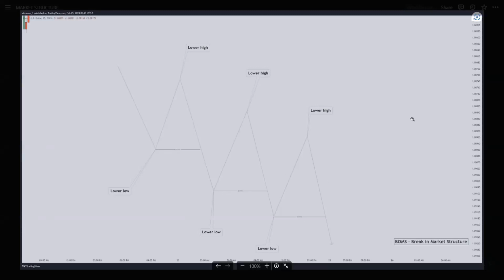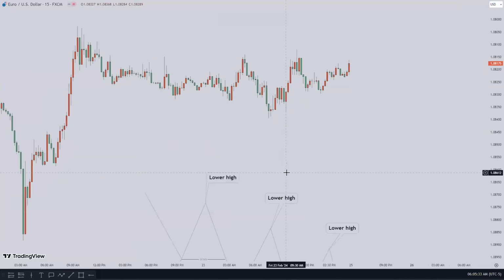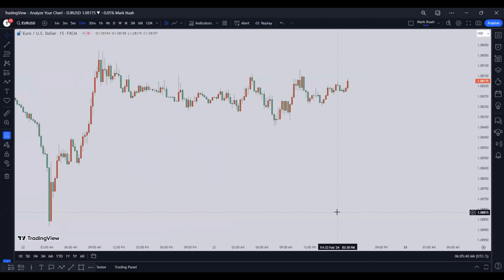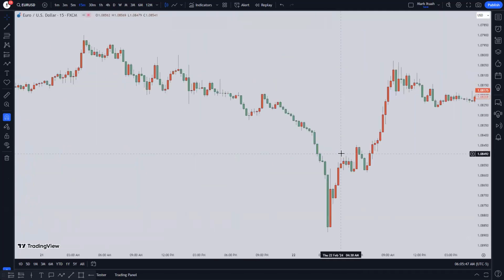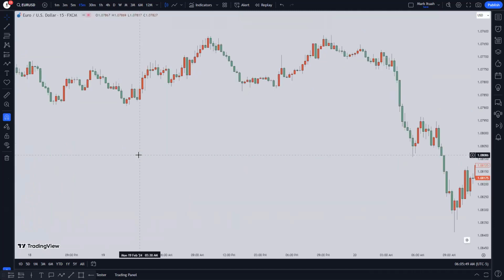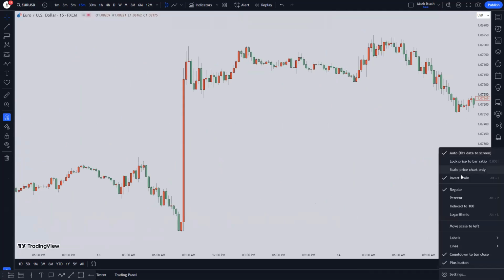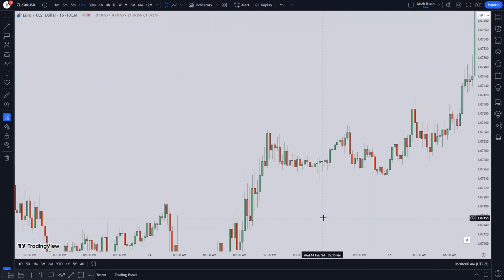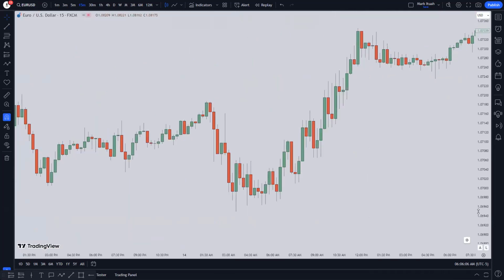And so let's get into the TradingView chart to show you some examples of what I mean. So I'm going to first look for a bullish market structure. See if we can get something close. Now let's have a look at this as an example.